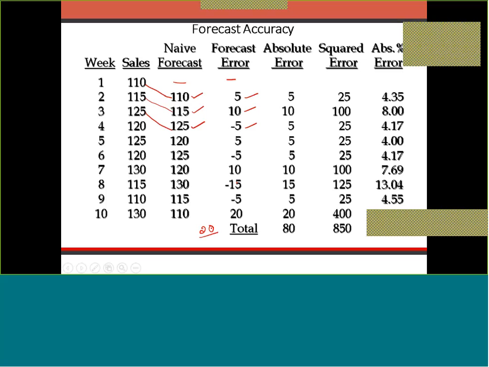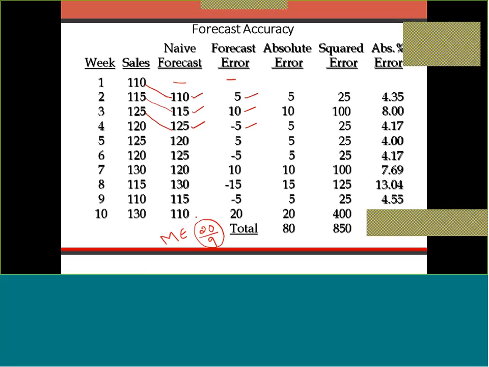By how many observations? Good. 9. Because the first one is not available. So this error is known as what? Mean error. Mean error means sum of the errors by number of the observations. We have only 9 forecasts.